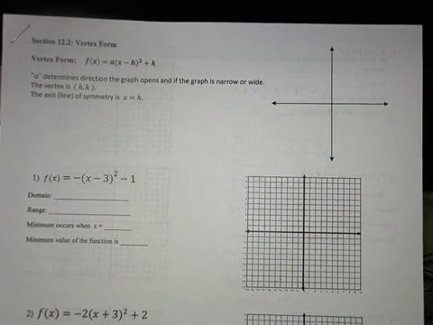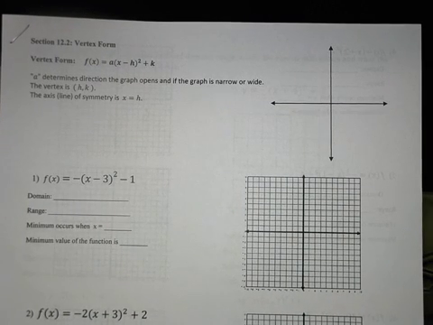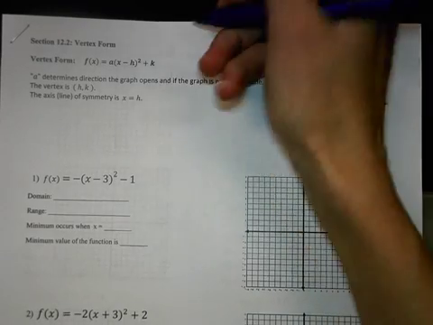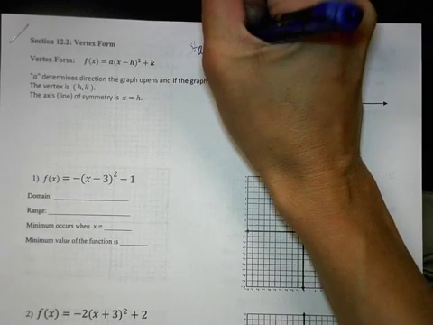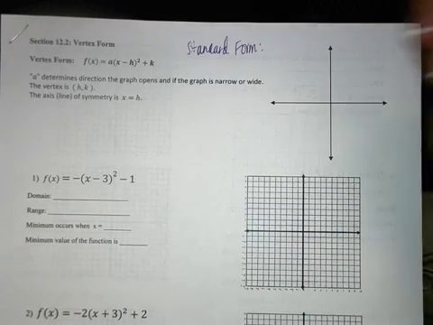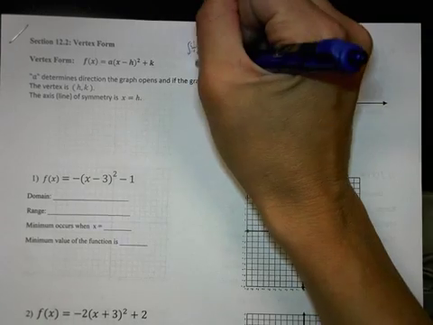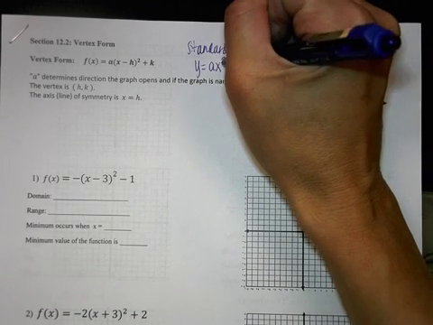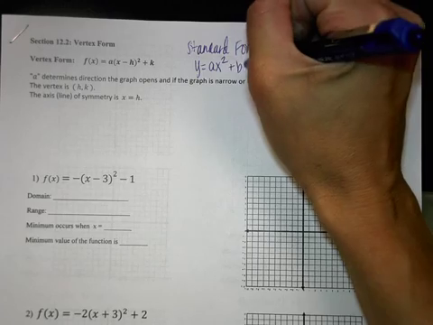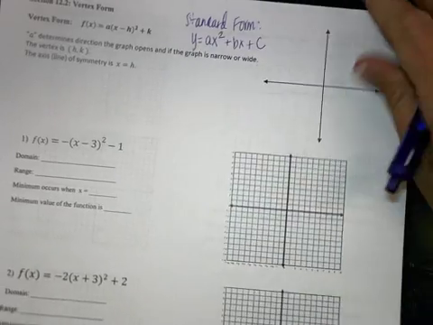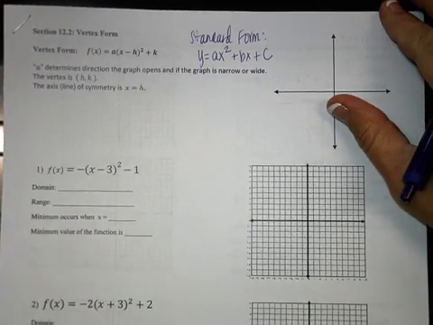Math 2, Unit 12.2. Today we're going to be talking about vertex form. Now, we have learned about parabolas in standard form. Do you guys remember what standard form was? Okay, what was it? y equals ax squared plus bx plus c. Now, today we're going to start learning about vertex form.